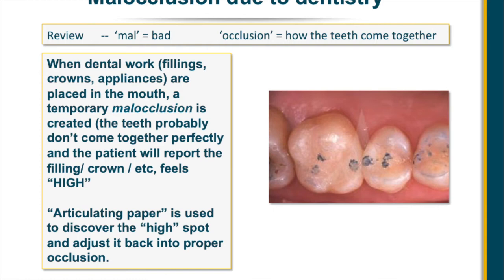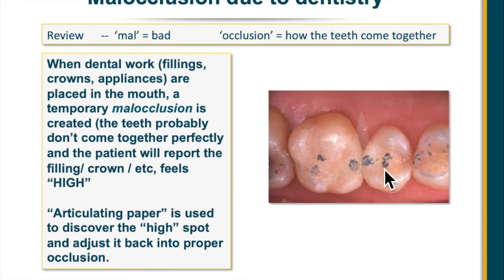When we do fillings, we've been talking about doing composite fillings. After we finish doing the composite filling, you want to fix the occlusion, make sure that things are coming together properly. A temporary malocclusion is created when you do a filling, and so the teeth need to be adjusted so that the teeth don't feel high. That's the most common way most patients describe it. A filling that's too large would be a high filling or a high crown.